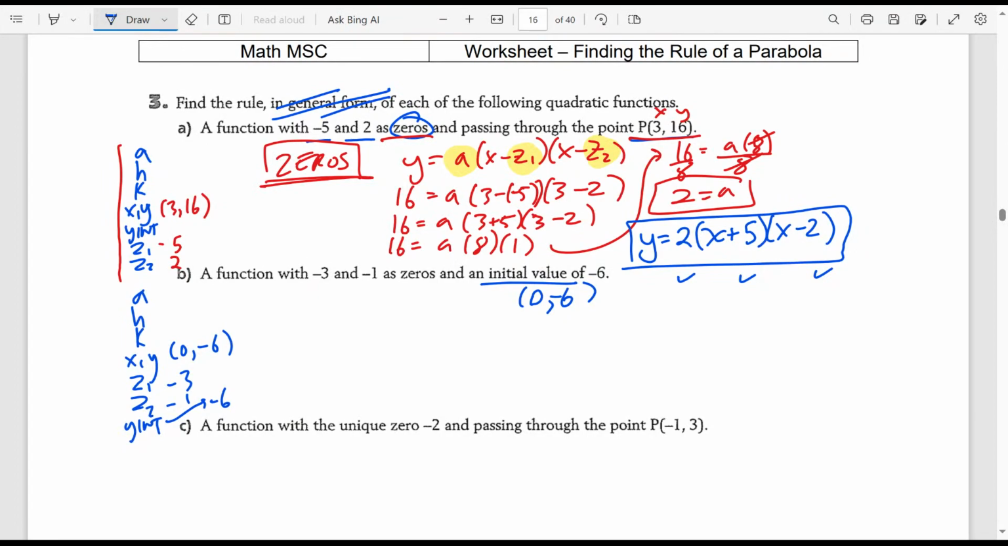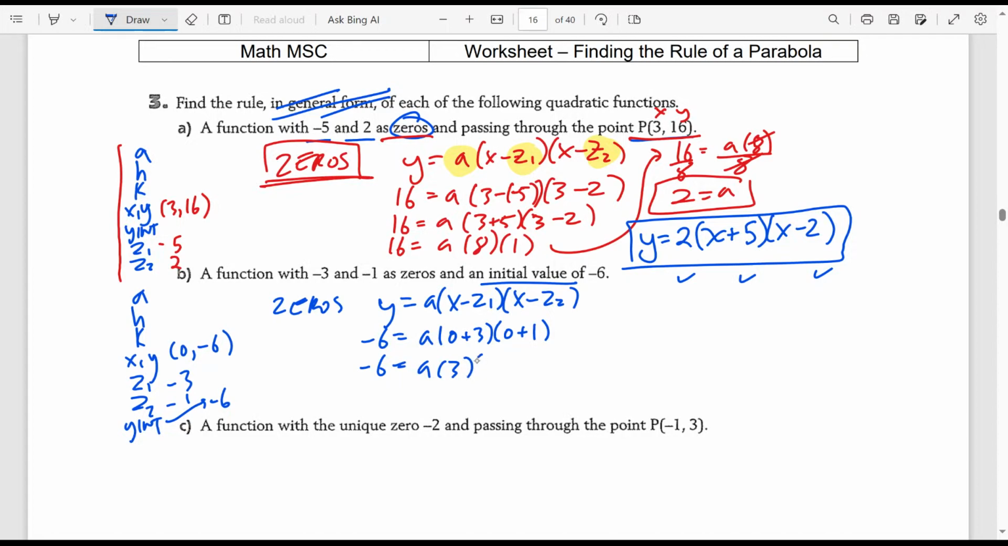We would basically just follow the same procedure now, right? I've identified it's in zeros form, so I know this is the form I'm going to use. And then I'm just going to plug in what I know. So 0 plus 3, 0 plus 1, and then I would just rearrange and solve for a. So -6 is equal to a times 3 times 1, -6 is equal to a times 3, so we divide by 3 on both sides. A will be equal to -2.